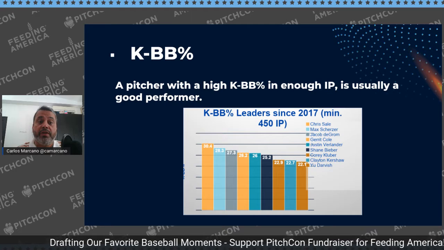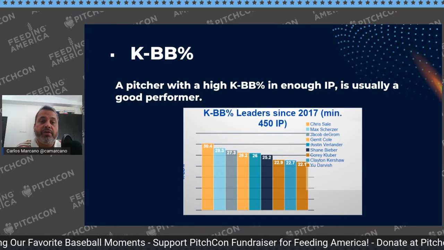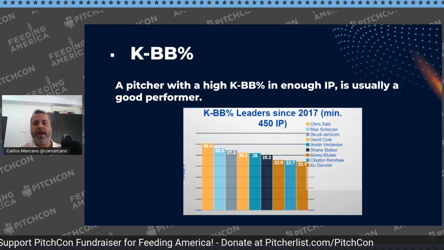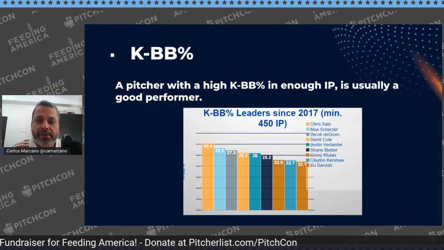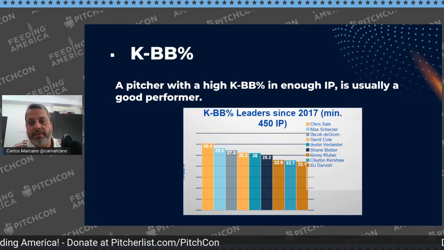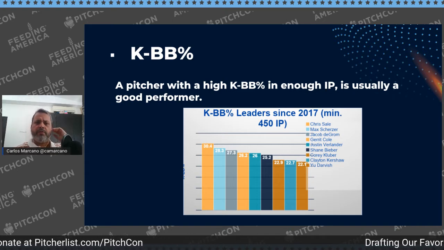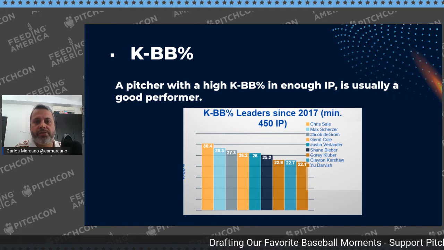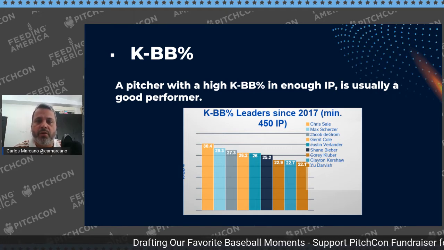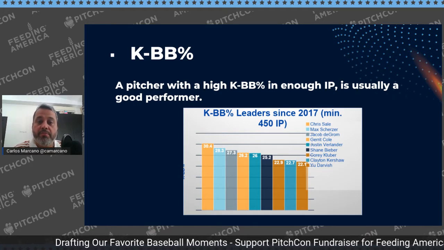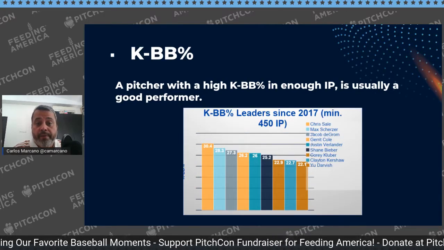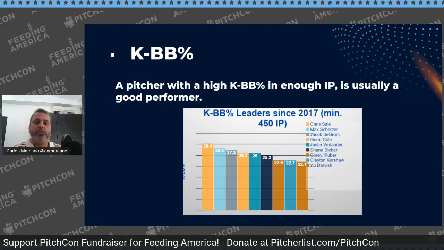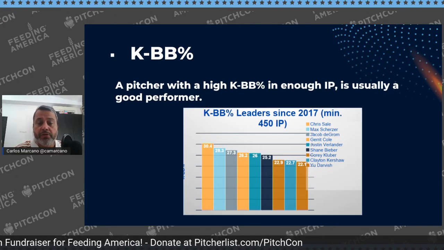Actually, we know it's very descriptive because, for example, here I have all the leaders in this stat since 2017 with at least 450 innings pitched. And you can see Chris Sale, Max Scherzer, Jacob deGrom, Gerrit Cole, Justin Verlander, Shane Bieber, Corey Kluber, Clayton Kershaw, and Darvish. I mean, it's like a who's who for the past 5 years, right?